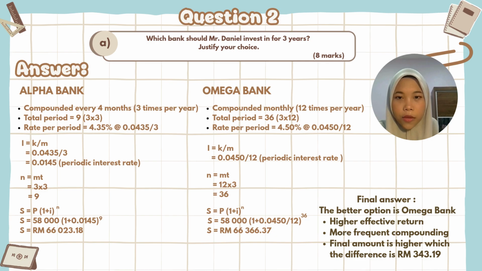For question 2, we need to decide which bank Mr. Daniel should invest in for 3 years and justify our choice by comparing the final results from both banks. First, let's look at Alpha Bank. Alpha Bank compounds interest every 4 months, which means 3 times a year. So for 3 years, the total number of compounding periods is 9. The periodic interest rate is the annual rate of 4.35% divided by 3, which is 0.0145.